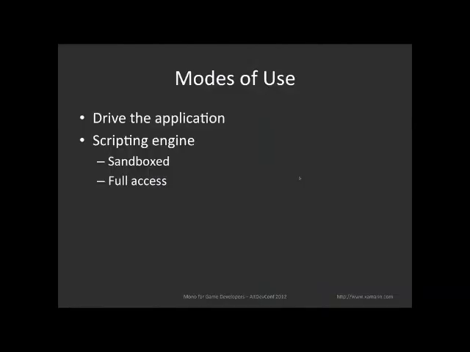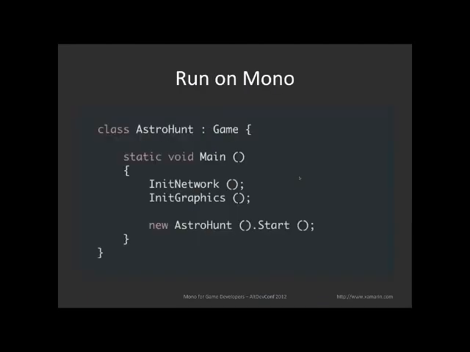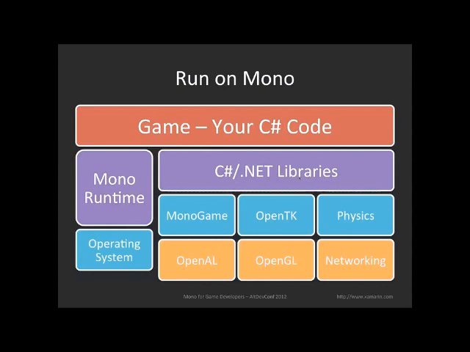So now you can use Mono in two modes, and I'll describe those two. One way is to just run your application entirely on Mono. So you begin with class blah, static void Main, and you take it from there. You do everything from Mono. You launch your application and you run the entire thing from there. That is it. So you're running entirely within the environment of Mono.